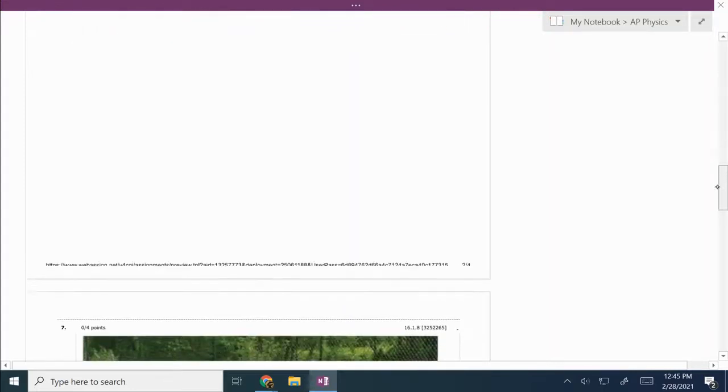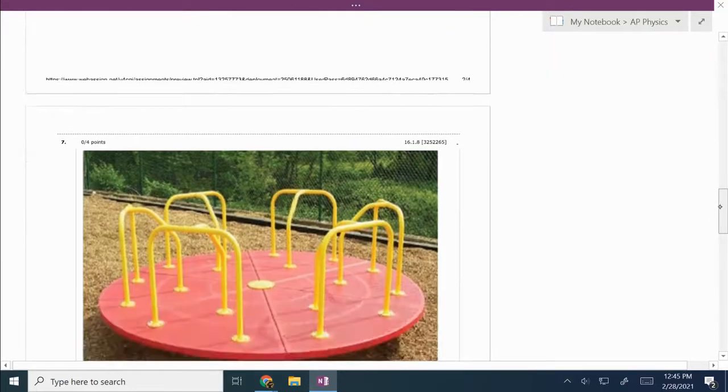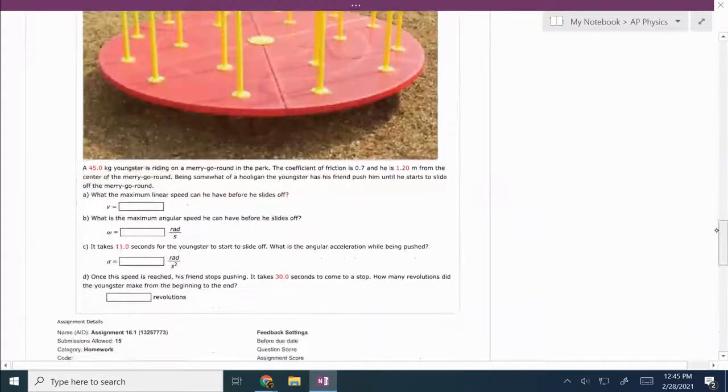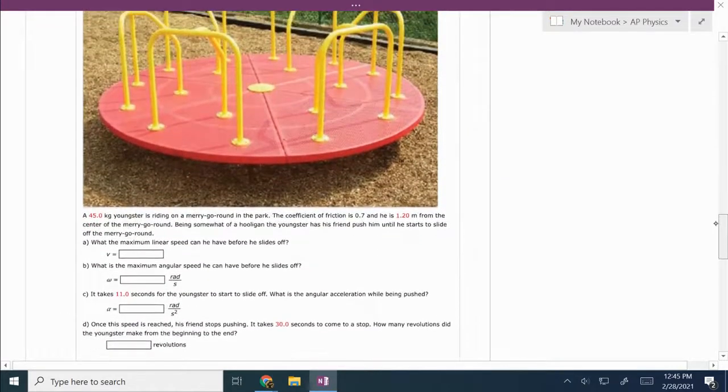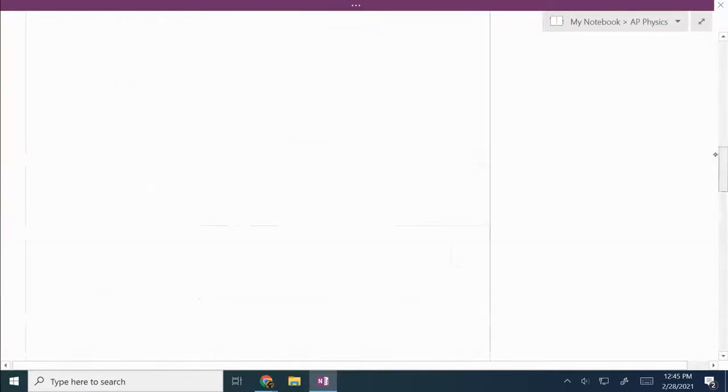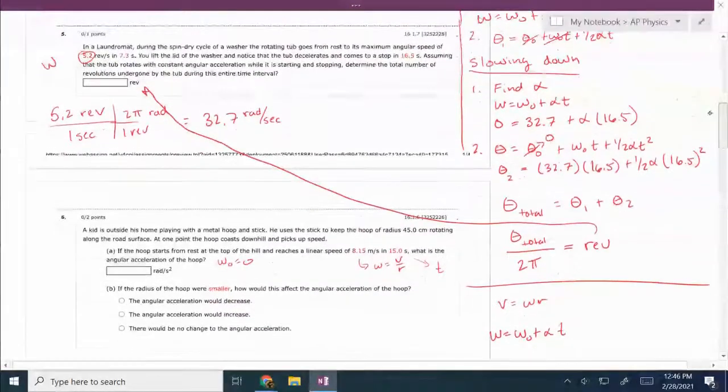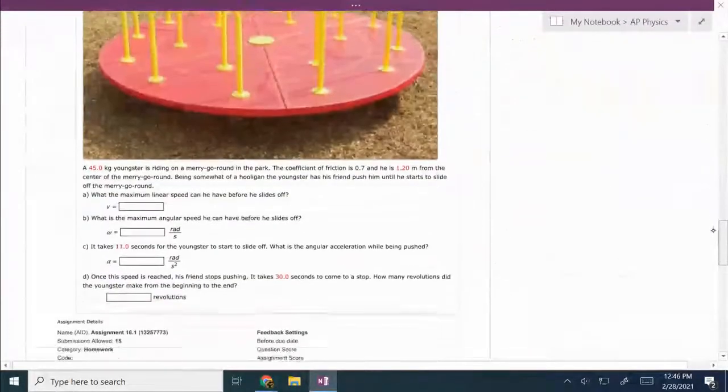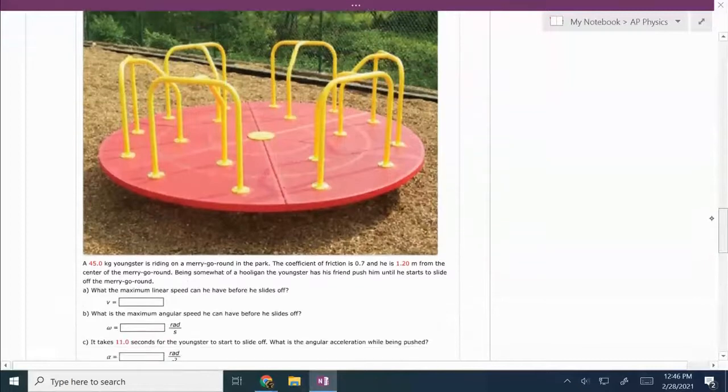So, basically what's going to happen to the final speed there. All right. The final part of this one is very similar to number 5. So let's take a look at this one.